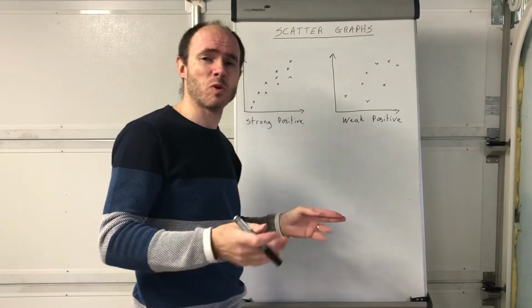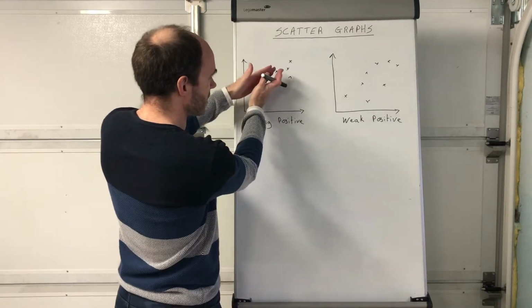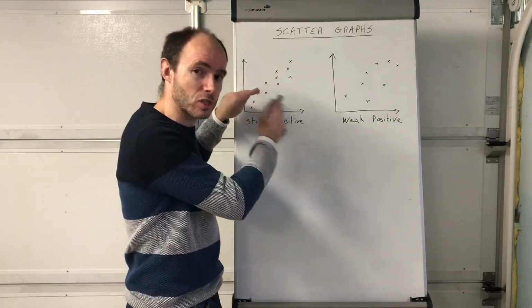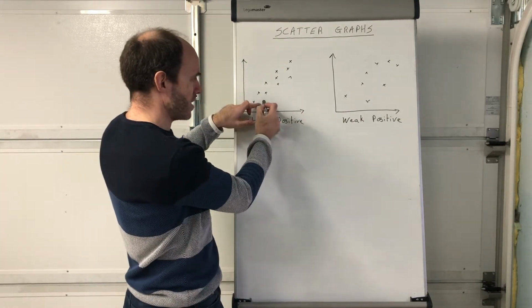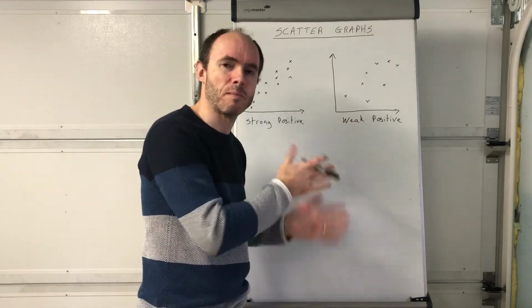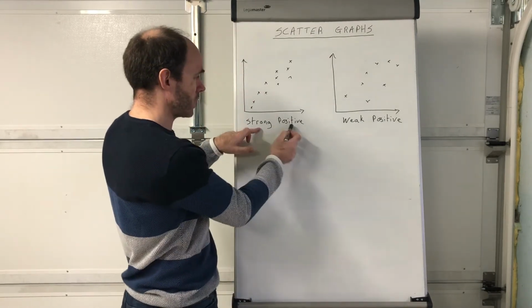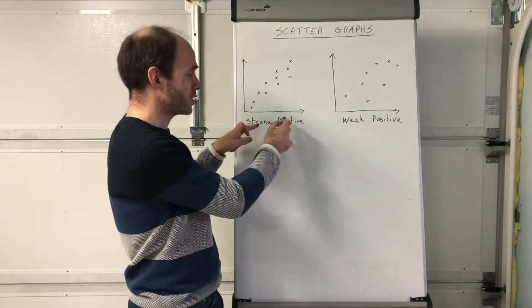So we tend to use words like strong or very strong when the points lie very, very close to a line. The closer these points lie to a linear straight line, of course, the stronger the correlation. If they lie on a straight line perfectly, you might call it a perfect correlation. So you've got strong positive correlation. If the points are even closer, it might be a very strong positive correlation.